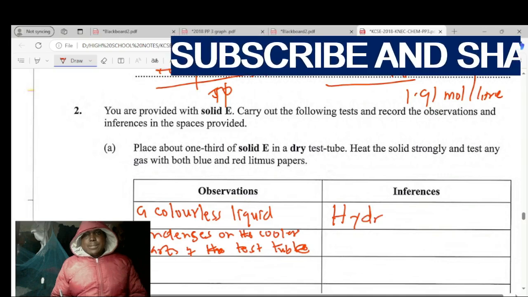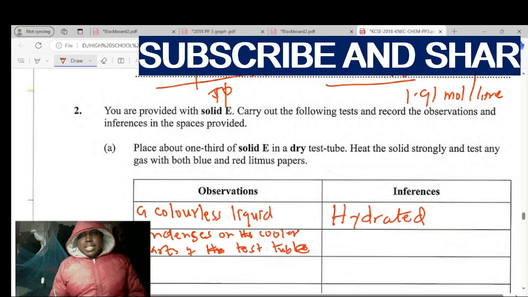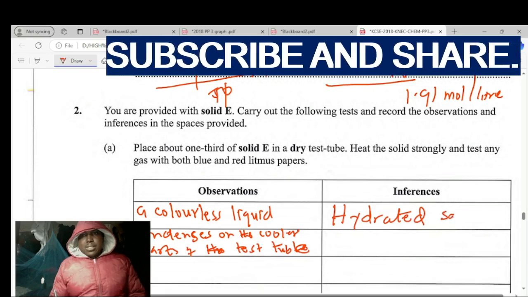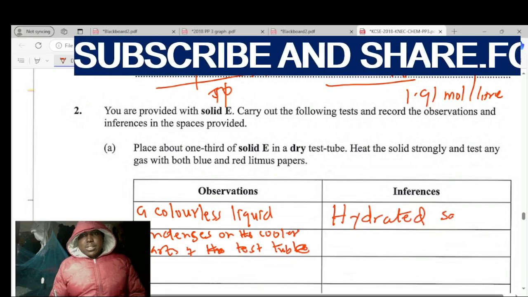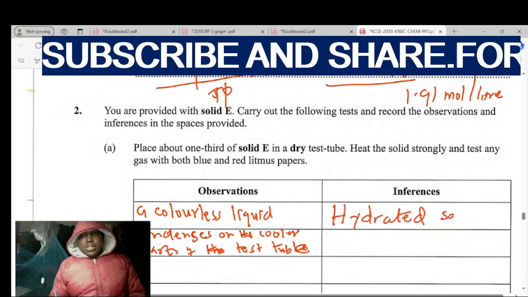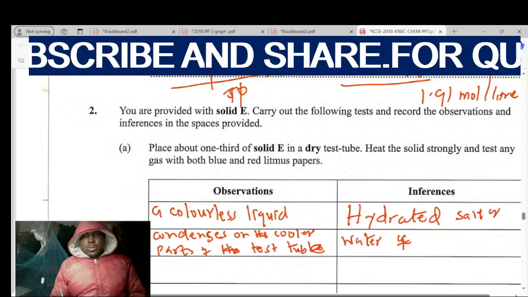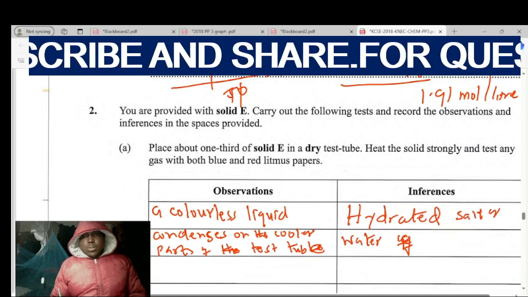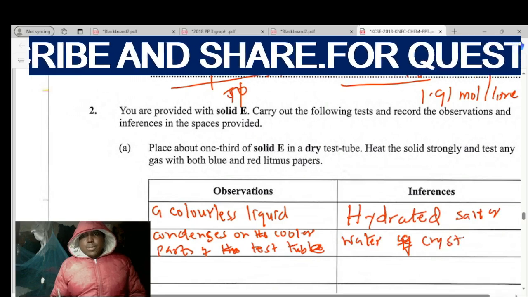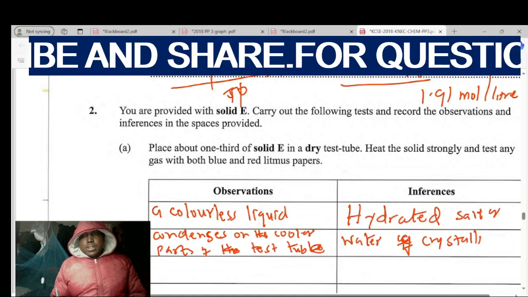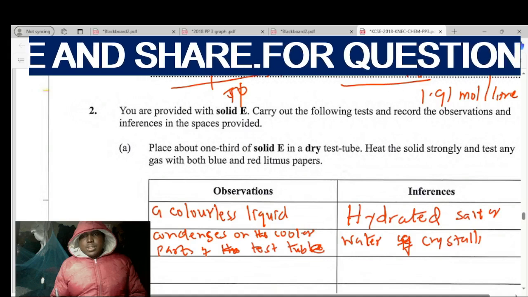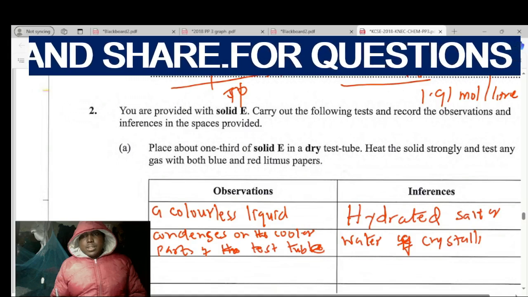Or you can simply say hydrated salt. Or you can say it contains water of crystallization. It contains water of crystallization.